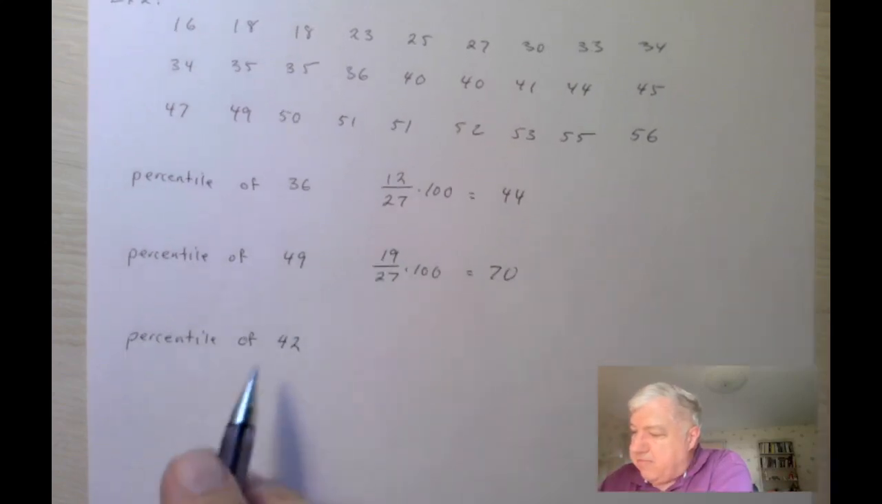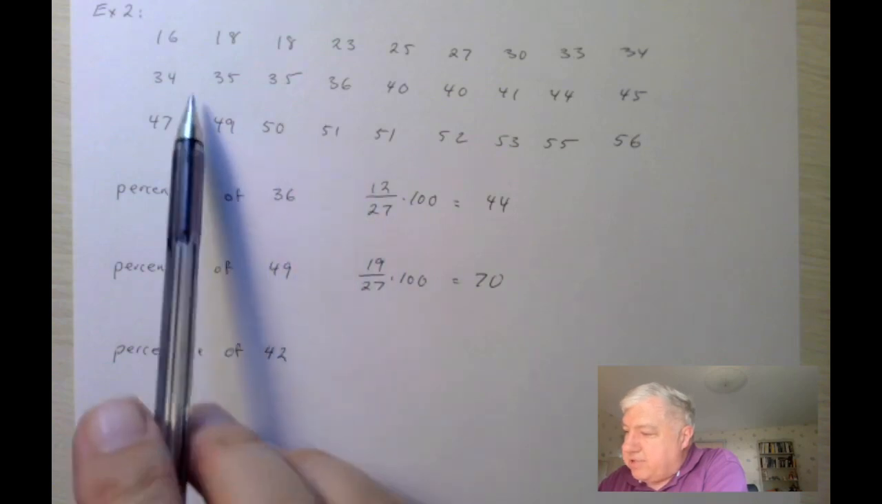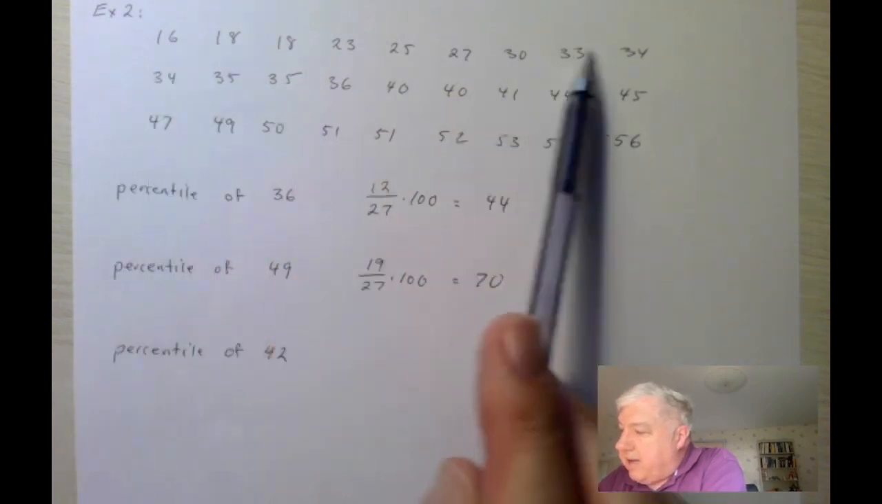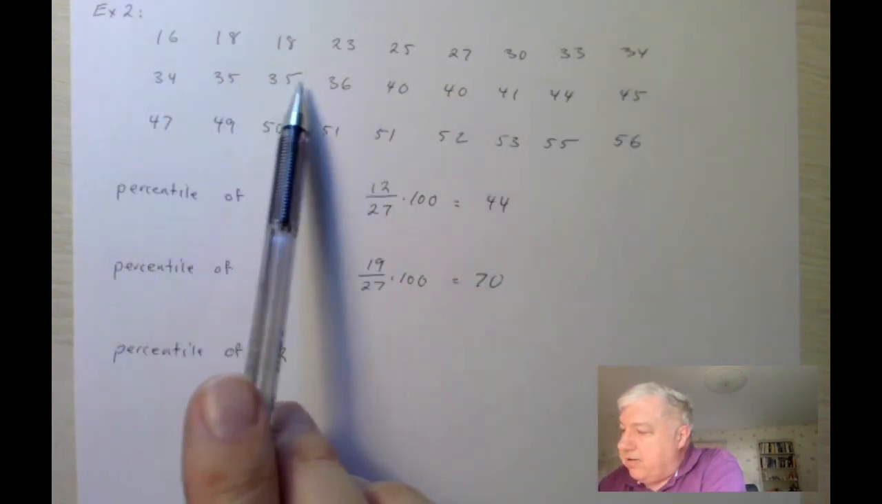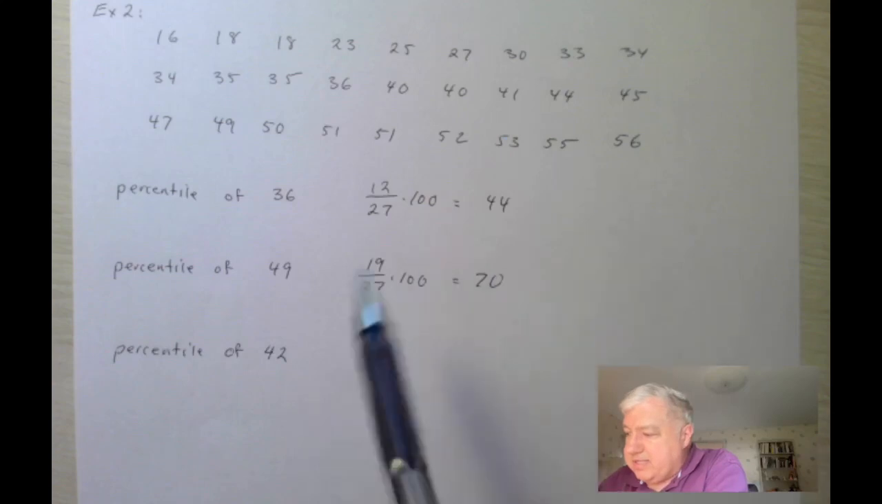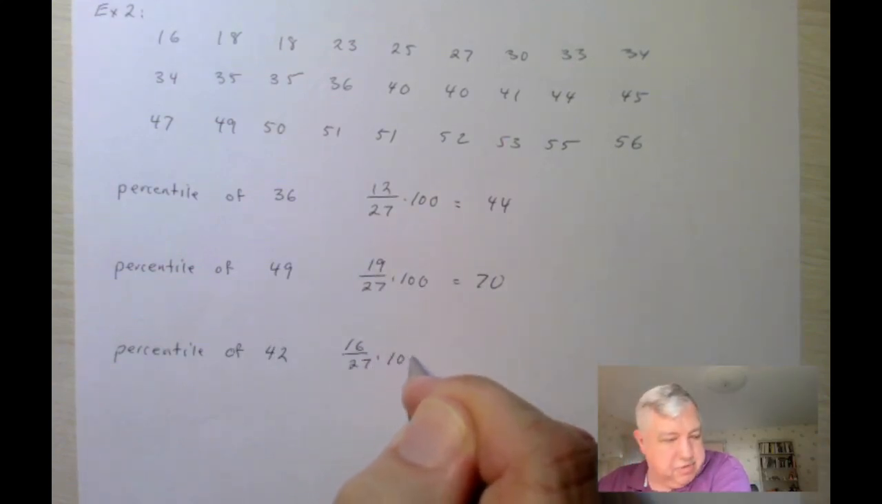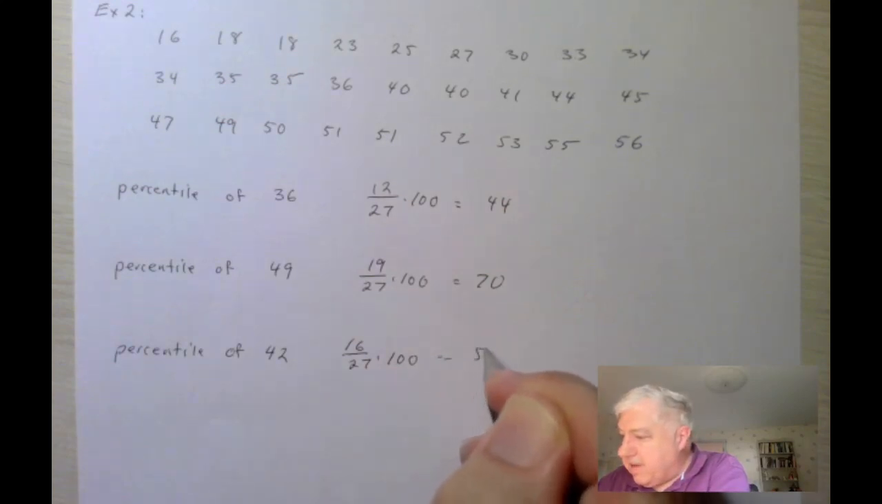Percentile for 42. How many numbers are less than 42? Well, we have 9, 10, 11, 12, 13, 14, 15, 16. 16. There is no 42 here, but 41 is less than 42. So this would be 16 over 27 times 100, which is 59.